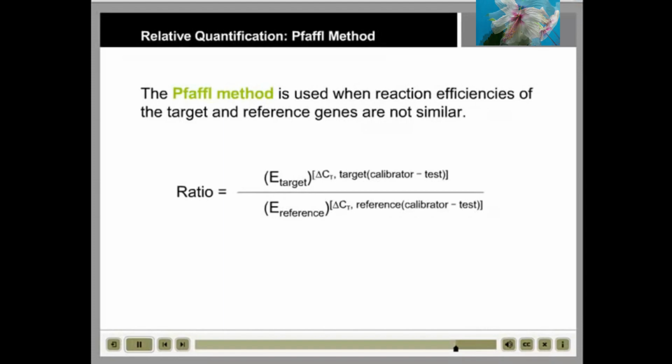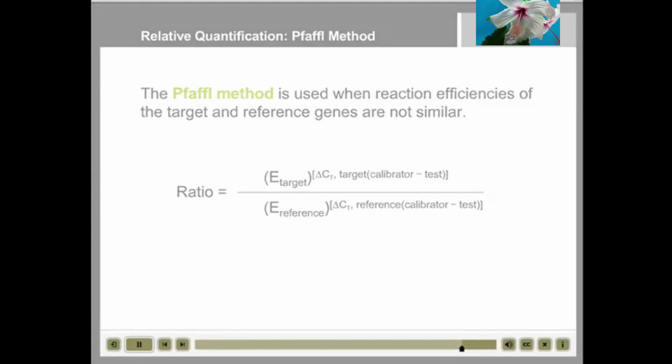The Pfaffl method uses the following equation to determine the expression ratio between the test and calibrator samples. E target and E reference are the reaction efficiencies of the target gene and reference gene, respectively. This equation assumes that each gene has the same amplification efficiency in the test and calibrator samples.